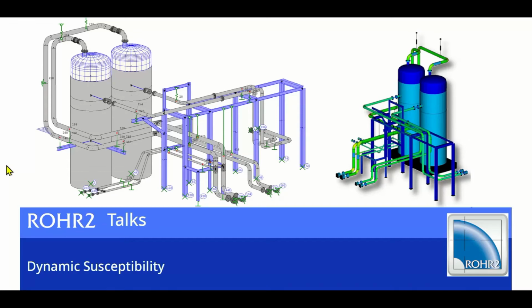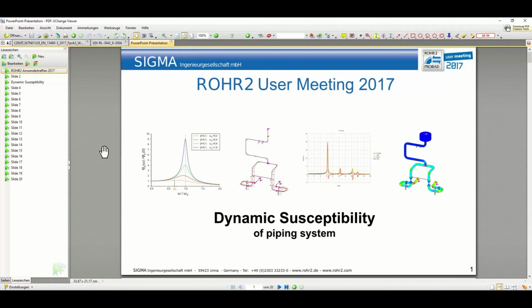Hello and welcome for a new edition of ROHR2 Talks. Today I'm going to discuss dynamic susceptibility of piping systems. I would like to start with some slides from the ROHR2 user meeting 2017 about this subject.